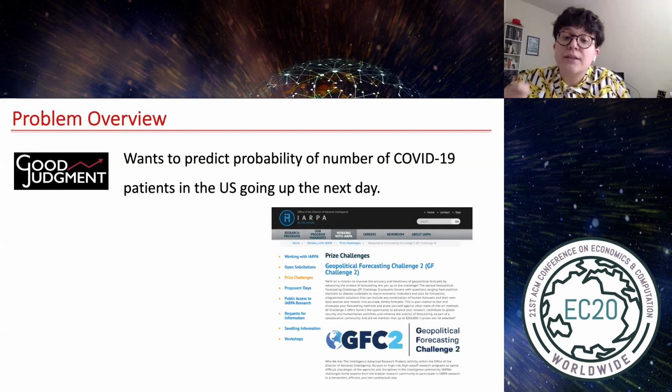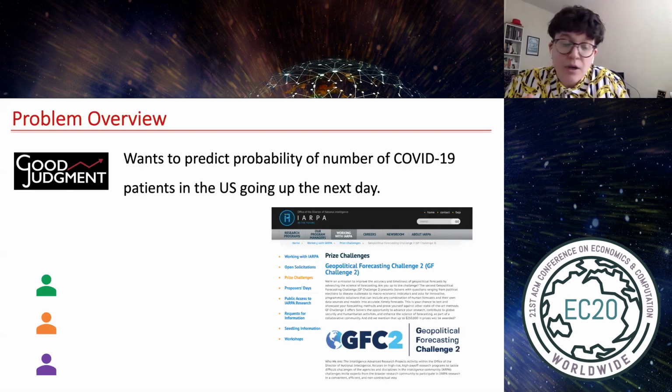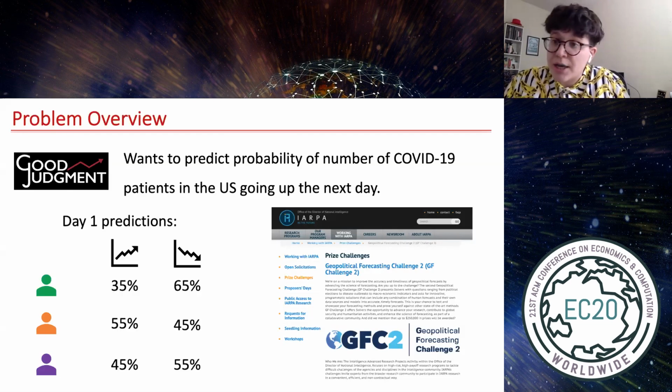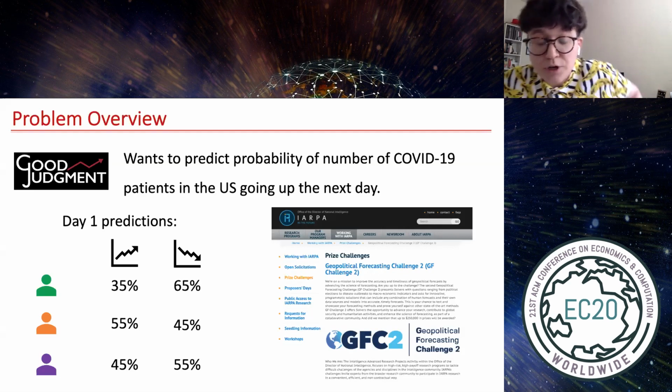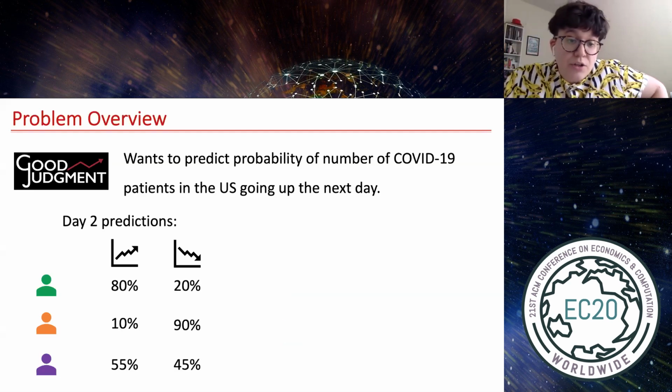And you want to predict the probability of the number of COVID-19 patients in the US going up in the next day. And to do so, you have access to a number of forecasters who give you predictions about this probability at each day. So for example, these are the predictions that the forecasters give for the first day. These are the predictions that they give for the next day, and so on and so forth.